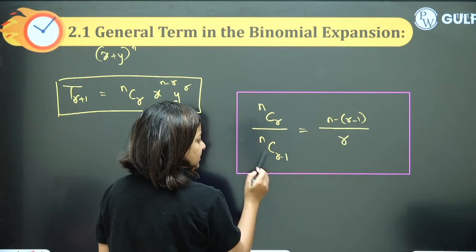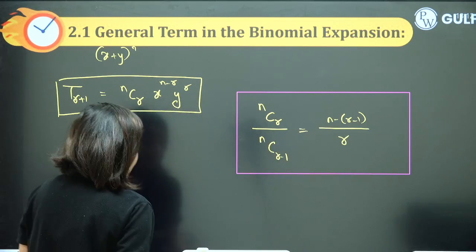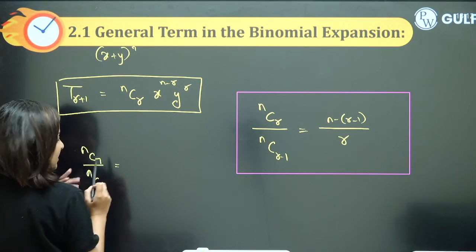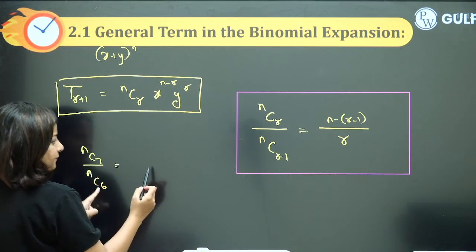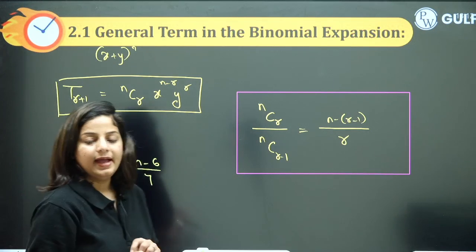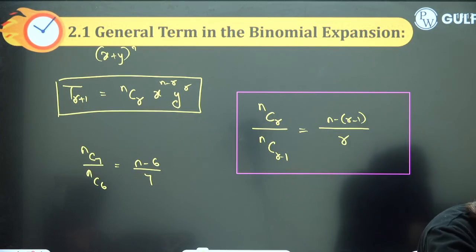You subtract these two and put your r. What I mean to say is, if you have nC7 upon nC6, the answer will be n minus 6 upon 7, n minus 6 upon 7. Can you all see and understand this?